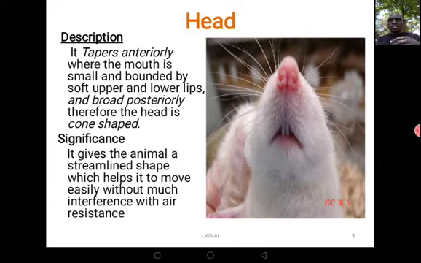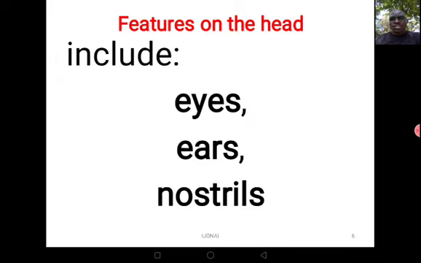Also during burrowing, it's easier for it to penetrate through the burrows and minimize air resistance. Okay, so when you look at the head critically, realize there are many parts, but majorly there are three major parts we want to look at: the eyes, the ears, and the nostrils. Are you able to identify these parts to point out that this is the head, this is the eye, this is the ear, these are the nostrils? If yes, then you're good. If not, then you can also identify those parts.